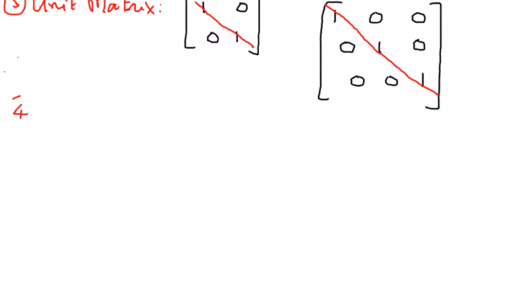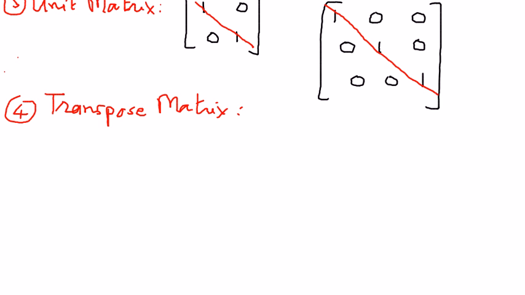Then let us try to define what a transpose matrix is. Transpose matrix. A transpose of a matrix is such that if the rows of any matrix are changed to columns, it is defined as a transpose of the matrix. Okay, so let us take an example.